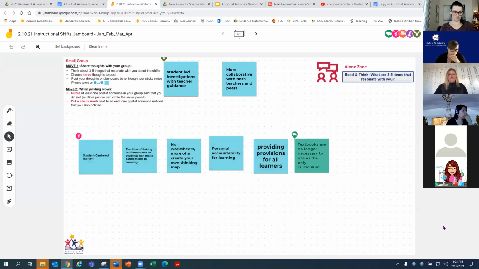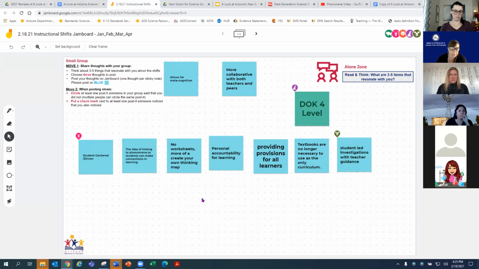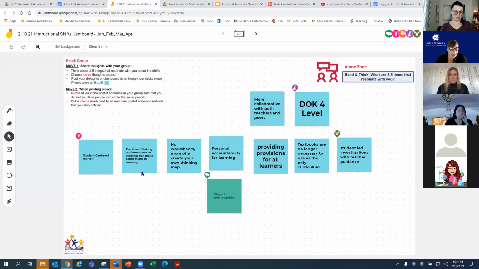All right, look at this beautiful jam coming together. All right, so we see things like student-centered, student-driven, yeah. Metacognition, phenomena, yep. No more worksheets, hooray. Personal accountability. Not saying all worksheets are bad, I still love my data table kind of sheets that I give my kids. Student-led investigations with teacher guidance. Textbooks are no longer necessary. Providing provisions for all learners.